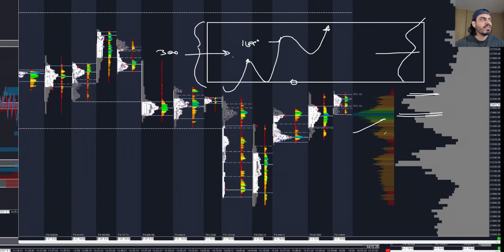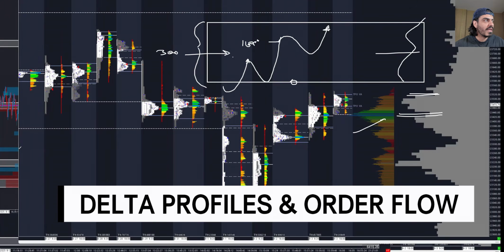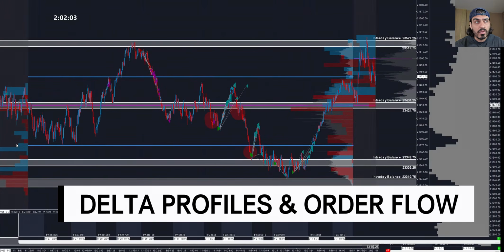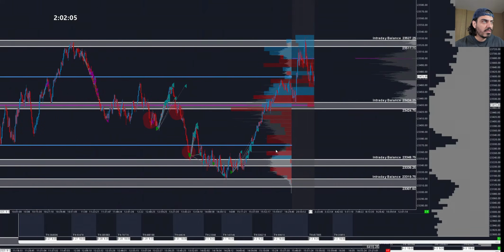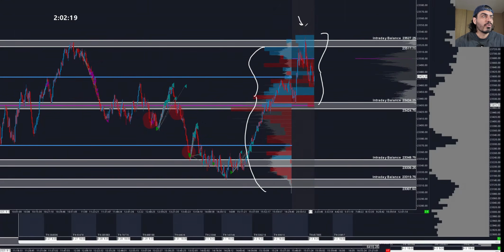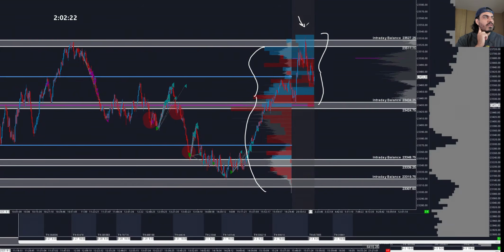But first and foremost, we have to understand what we're looking at from the perspective of a delta profile. So these are the delta profiles here. They're split up session by session. So what does that mean? That means that this delta profile that's on the dark blue background is for the RTH, and this lighter grayish background that you see here is the delta profile for the ETH.